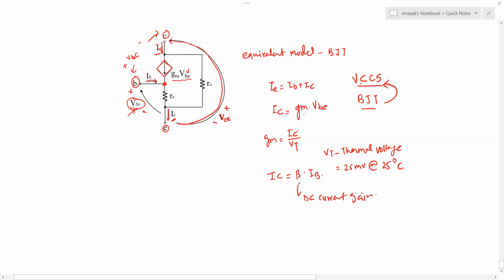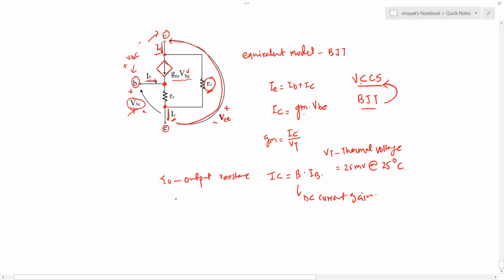Now finally, you have a current which is flowing from collector to emitter, and the modulation of that current is denoted by the reciprocal of a resistance, which is called conductance. So it can be modeled by connecting a resistance across the collector and the emitter pin. You model this effect by RO, which is called the output resistance of the BJT.